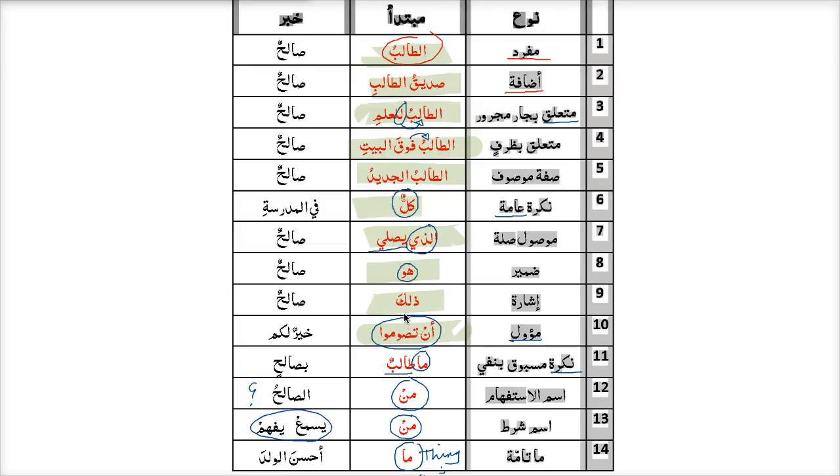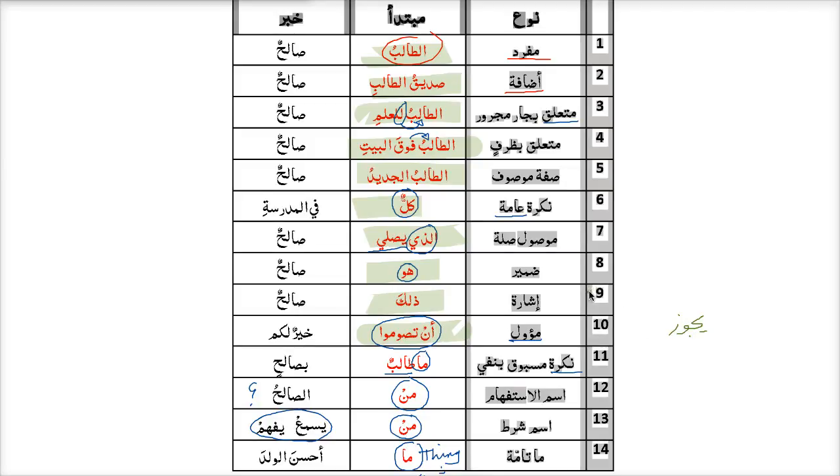He ate. Dhalika, that person ate. Antasumu, obviously you can't use antasumu with akala. You can use it with another verb, for example yajuzu antasumu. Yajuzu comes from the word jaiz. Antasumu, fasting is allowed. So antasumu would be the subject of yajuzu.